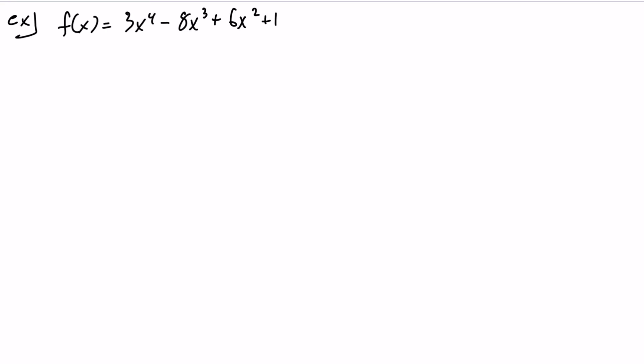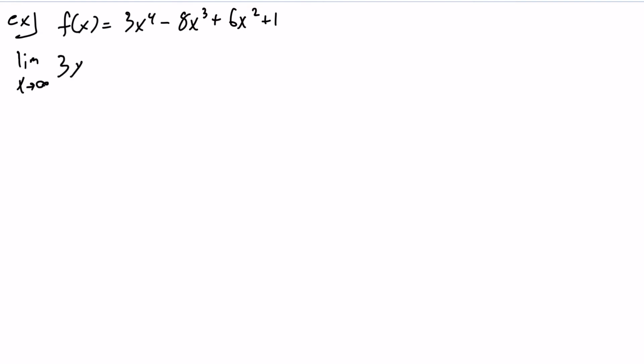Let's take a look at this function: 3x to the 4th minus 8x cubed plus 6x squared plus 1. We want to graph this function. So step 1 is we're going to find our asymptotes. So we're going to take a look at the limit as x goes to infinity of our function. And again, because we have a polynomial, we only need to worry about the highest degree term.